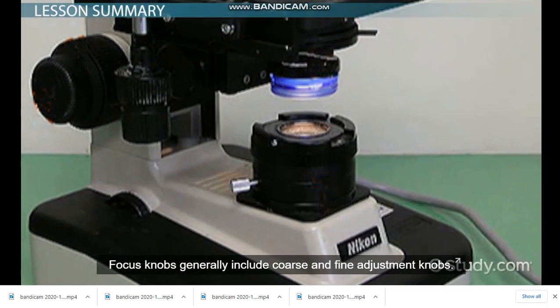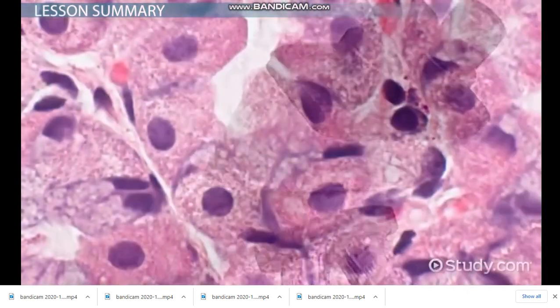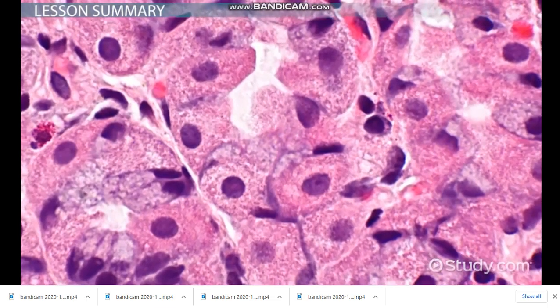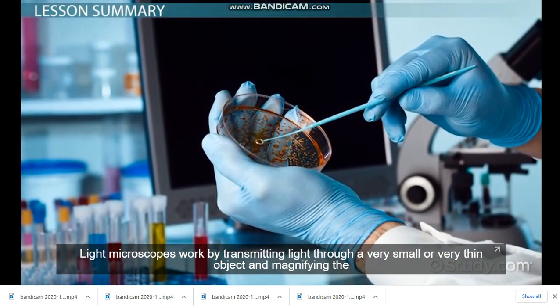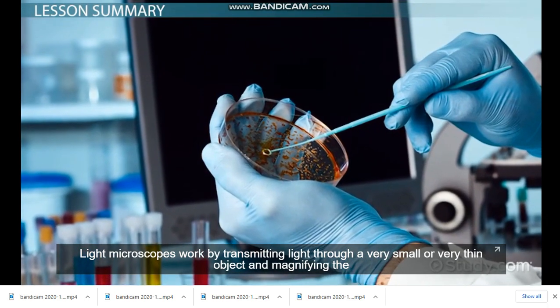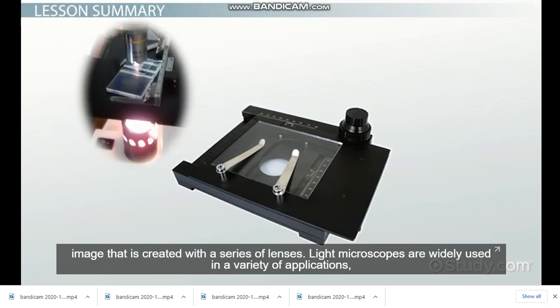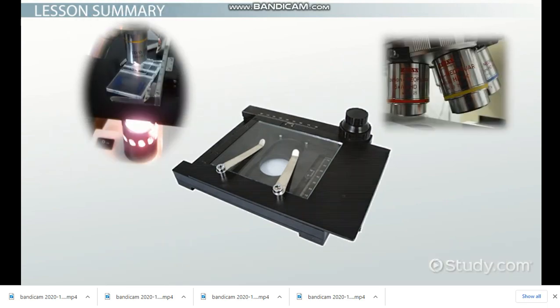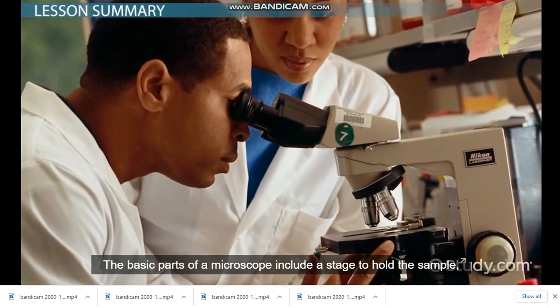Light microscopes work by transmitting light through a very small or very thin object and magnifying the image that is created with a series of lenses. Light microscopes are widely used in a variety of applications, especially in the field of biology. The basic parts of a microscope include a stage to hold the sample, a light source and a way to focus the light, and a series of lenses. The best part about microscopes is that just about anyone can learn how to use one.